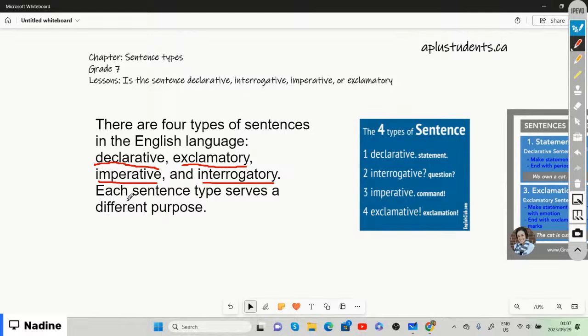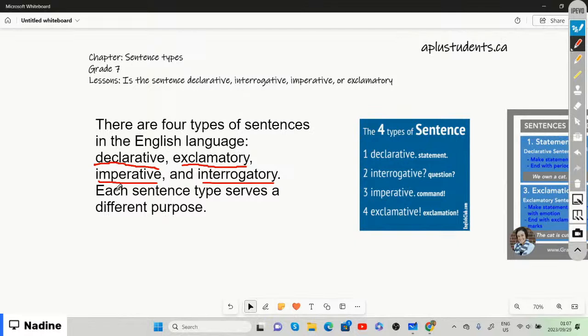Then we have imperative. An imperative sentence is a command. It's not necessarily like saying you need to do this now. No. It's just a command, subtly telling somebody: close the door. Pick up your clothes. Do your homework. It's like telling someone to do something.